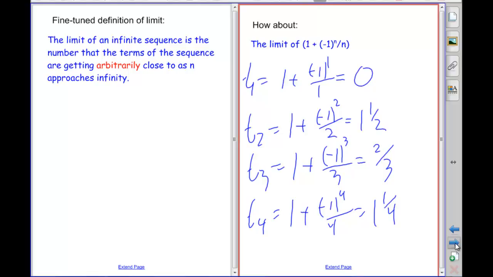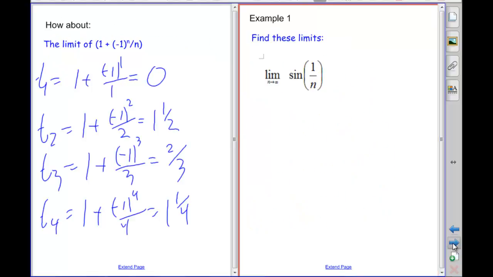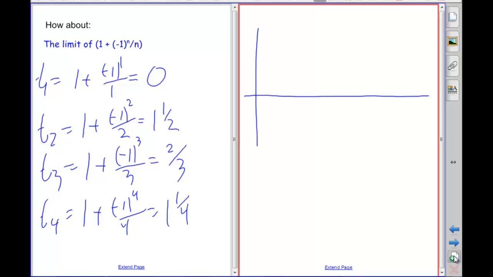So do you see a pattern here? It's going up. It's going up, but wait, so would the limit be 1? Let's look at it in terms of a sketch here. Here's n and here's t sub n. We start off at 0. Here at 1 we're at 0. The second term was 1 and a half. And then the third term was 2/3. And then the fourth term was 1 and a quarter. And the fifth term will be 4/5. And the sixth term will be 1 and a sixth.